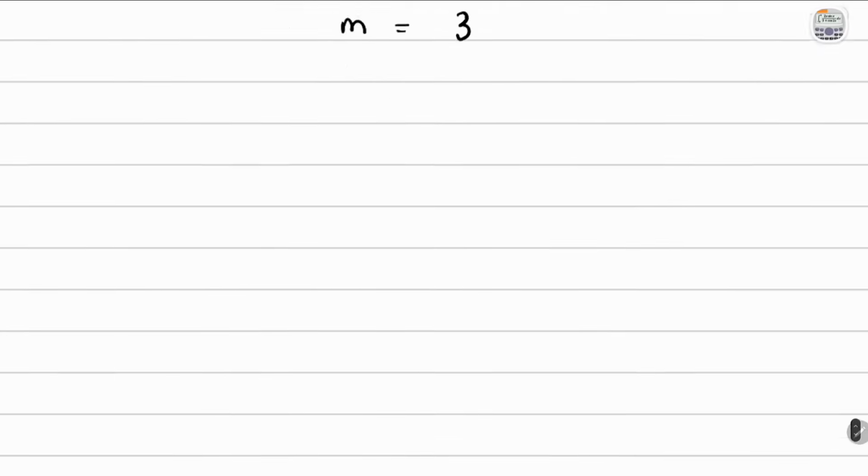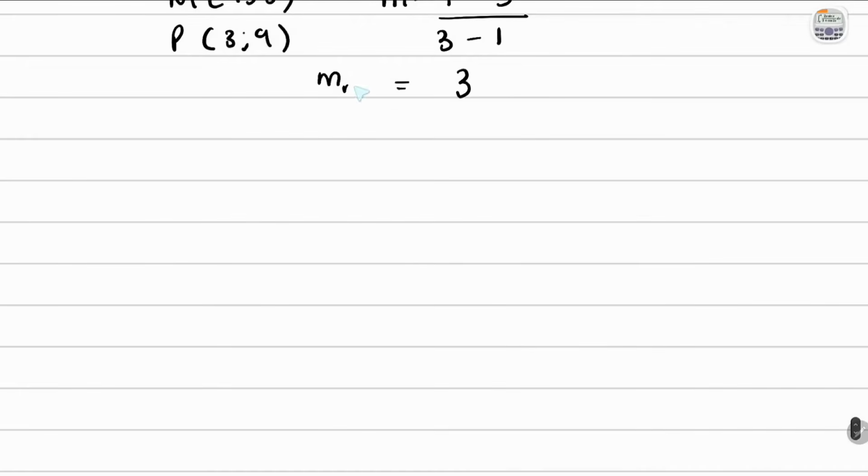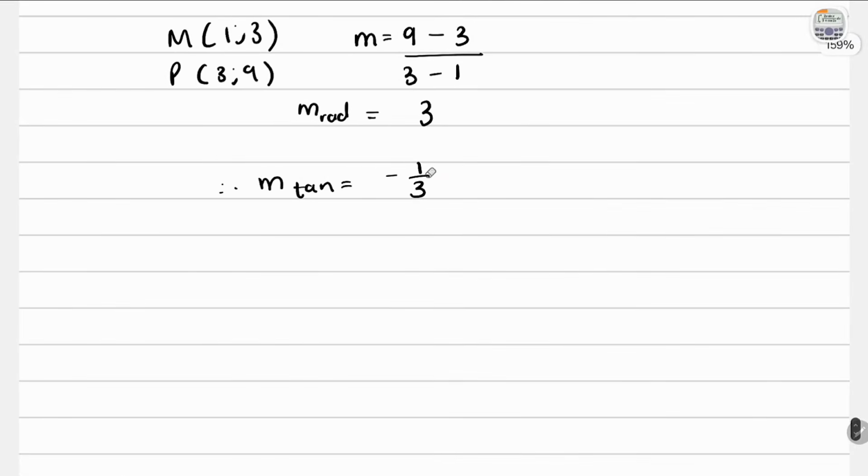So to find the gradient of the tangent, it means that the gradient of the tangent can be found by saying, again, remember, it's -1 divided by the gradient of the radius. Okay, so it's -1 over 3. You can also do gradient of radius times gradient of tangent equals -1, and then make the gradient of the tangent the subject by dividing both sides by the gradient of the radius. Okay, but we have that now.